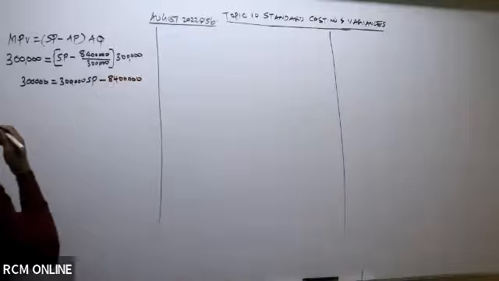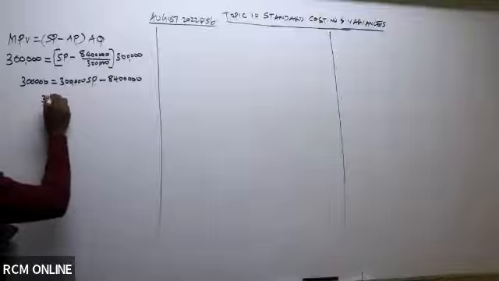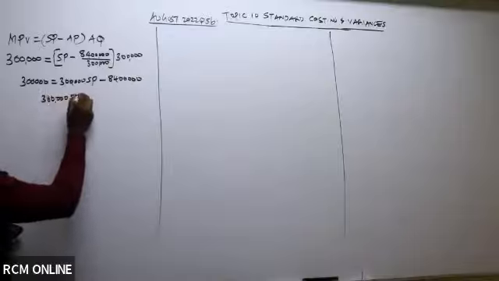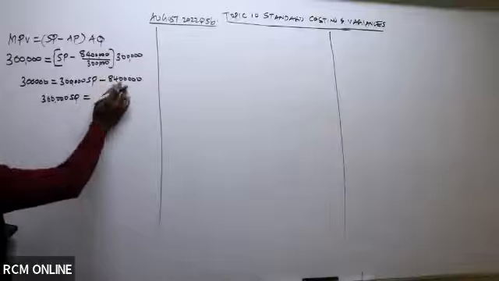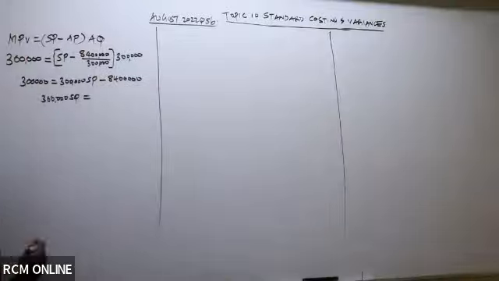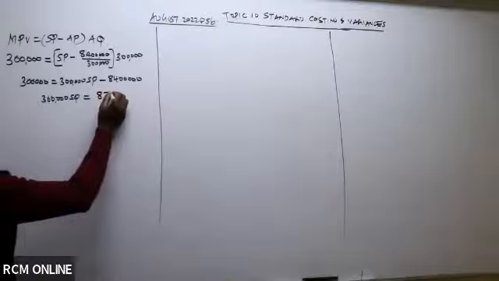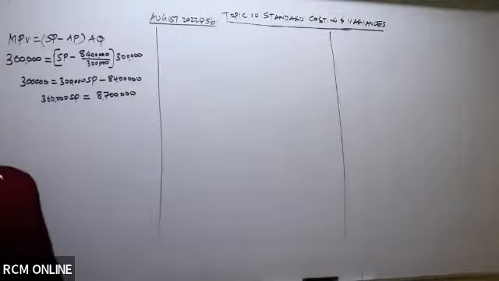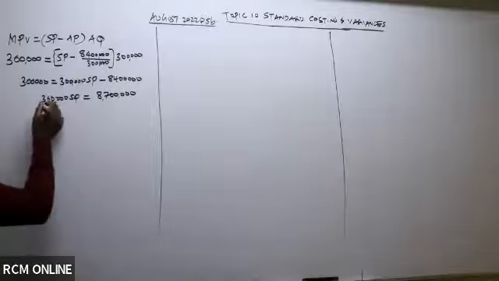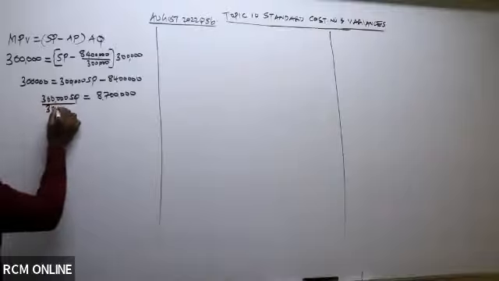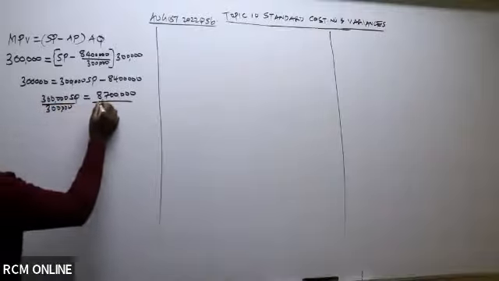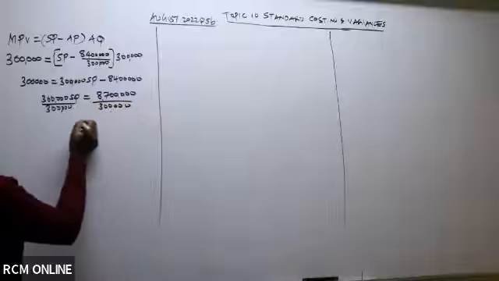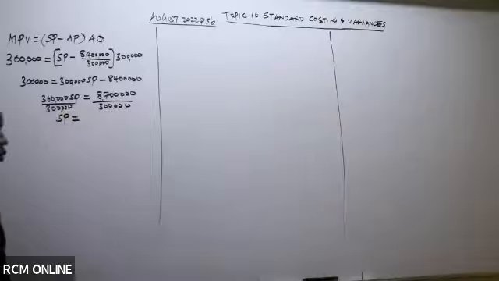So can you get the unknown figure? Standard price times 300,000 is equal to this 8,400,000. When it crosses the equal sign, it becomes a plus. Are we all getting 8,700,000? So give me the value of SP. Divide both sides by 300,000. What is our standard price?